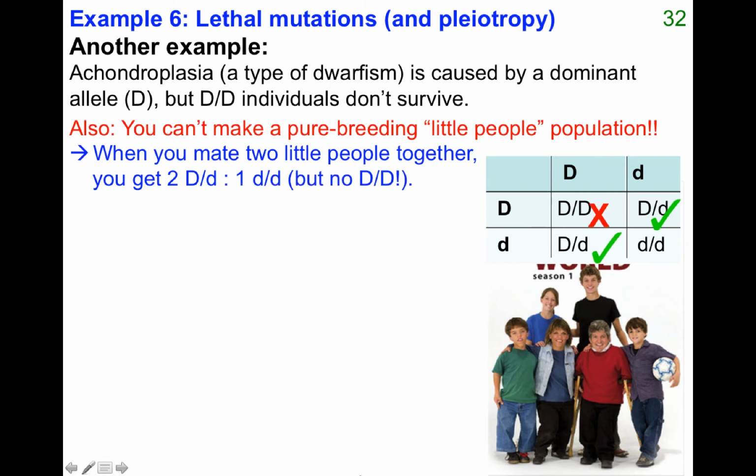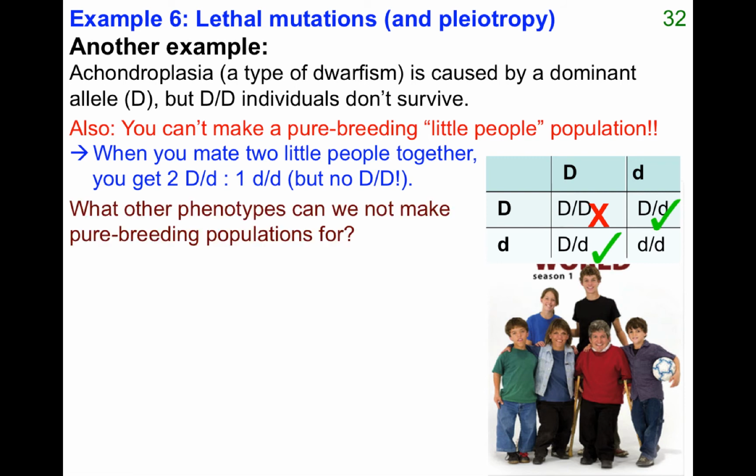And as a result, you'll get two little people for every one normal height person. But you never get a big D because these individuals don't survive. So if you can't make big D, you can't make a pure breeding chondroplasic population, right? So next thing I want you to think about is, pause the video and think about, what other phenotypes can we not make a pure breeding population for? Okay, so pause and think about that for a sec.